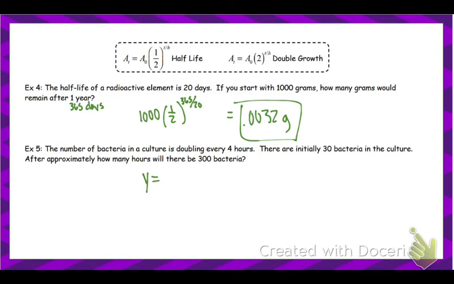The initial amount here, there were initially 30. It's doubling every 4 hours. So we don't know how many periods, but we know that the doubling period is 4, so we divide it by 4. We want to know when there will be 300. So this is a case where we're going to graph this. We want to do an intersect when y is equal to 300. So we can go ahead and graph that function.